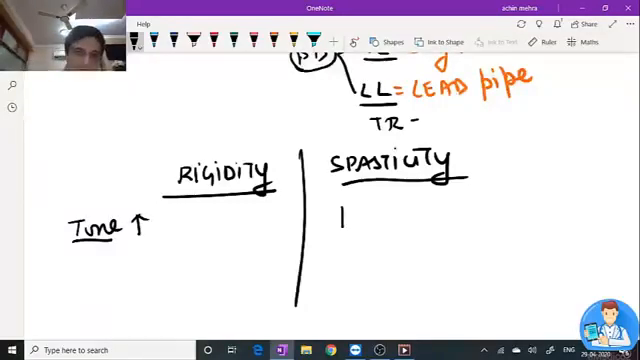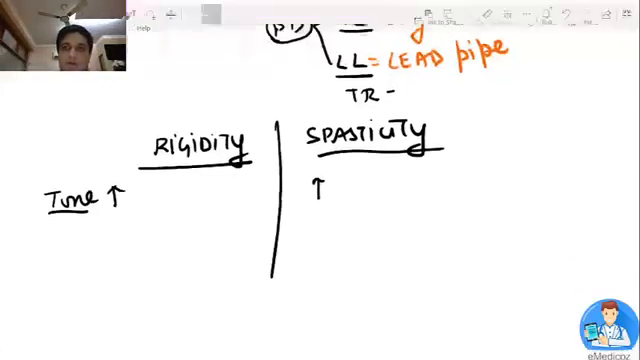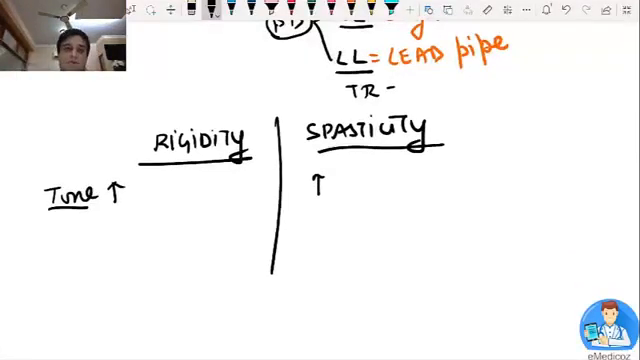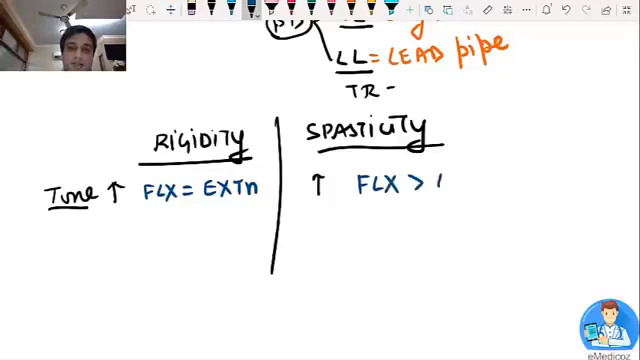We'll write the point here first and then show you the videos related to this. Tone increases in rigidity and spasticity both. But the tone in flexors is equal to extensors in rigidity. In spasticity, the tone in flexors is always more than the extensors. So write this down. What we find is the flexors and extensors of the limb, both of them have got equal tone, that is rigidity. While in the spastic phenomena, the tone in the flexors is more than the extensors anytime.